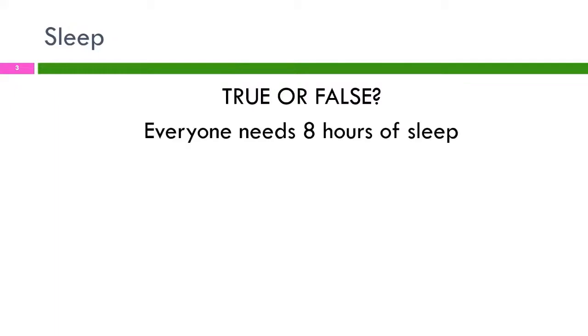So, quick question for you. True or false? Everyone needs eight hours of sleep. This is actually false. How much you need to sleep varies a lot depending on several factors. A big one is age, of course. So babies need to sleep about 18 hours. Teens need about 10 hours. And as you get old, you only need about 5 hours.